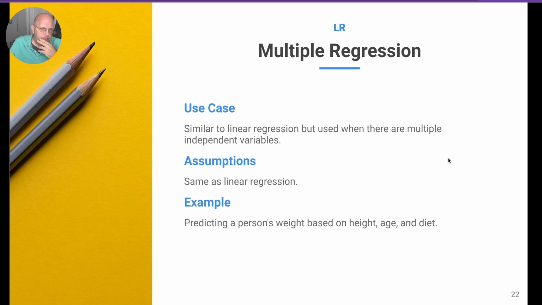Oh, there we go. Multiple linear regression. Basically, with multiple independent variables, predicting a person's weight based on height, age, and diet. So I'm using three things to predict one thing.